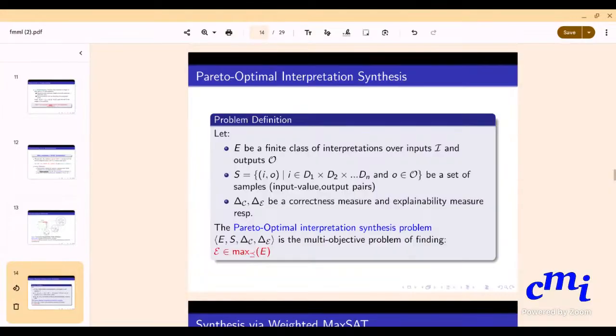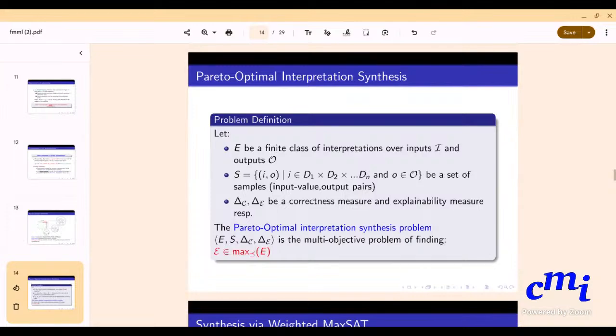Now, why should E be a finite class of interpretations? Given a finite I and a finite O, and a finite set of predicates, features, there is always going to be a finite number of interpretations, correct? Actually, no, because I can repeat predicates, so I can just go on infinitely building some decision diagram. We are assuming there is a bound on the depth, which you already said. Yes. Given a bound on the depth, then there are only finitely many. Correct.